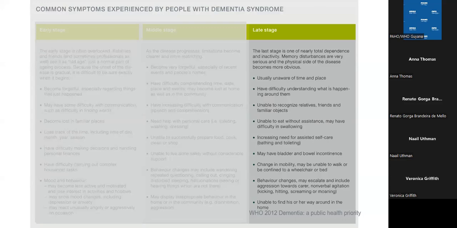During the late stage, patient is usually unaware of time and place, have difficulty understanding what's happening, presents with behavioral changes that may escalate and include aggression towards carer, nonverbal agitation like kicking, hitting, screaming, or moaning, and usually is unable to find his or her way around in the home.